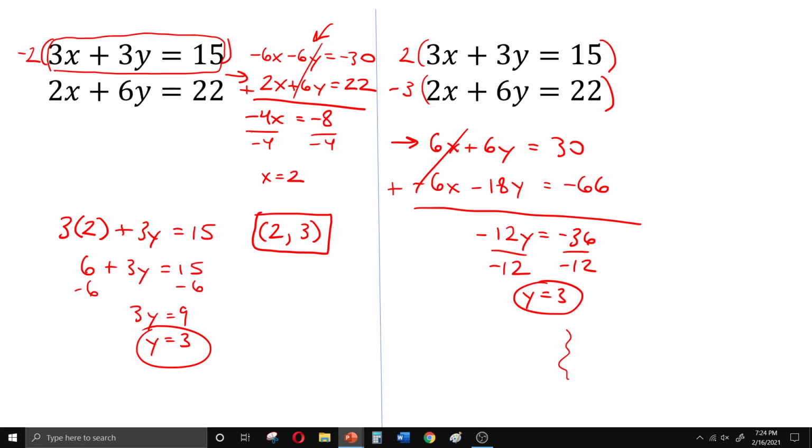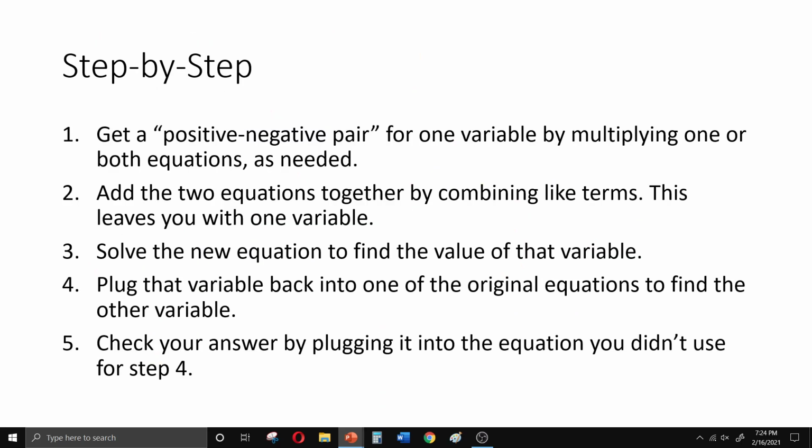Your work might be a little bit different than mine sometimes, or different than a friend's. As long as you're getting the same answer, though, that is okay. All right, so the step-by-step for the elimination method is as follows, and we wrote this down in class, but in case you need this again: first thing you need to do is get a positive-negative pair for one of the variables, and that might require you to multiply one or both equations, but sometimes you don't have to, right? Sometimes something's ready to go and it just cancels out right away.